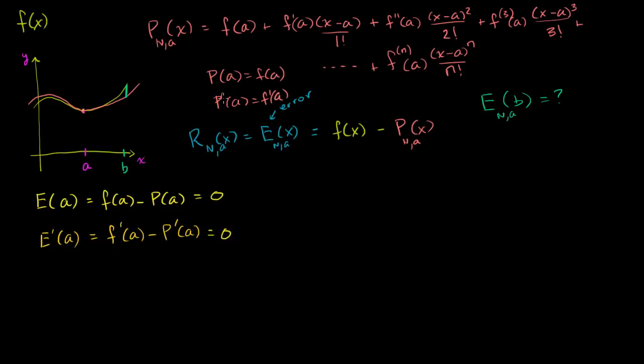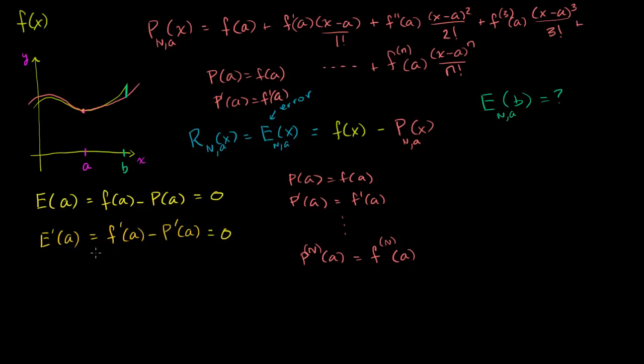And this general property is true up to and including n. So let me write this down. We already know that p of a is equal to f of a. We already know that p prime of a is equal to f prime of a. This really comes straight out of the definition of the Taylor polynomials. And this is going to be true all the way until the nth derivative of our polynomial evaluated at a, not everywhere, just evaluated at a, is equal to the nth derivative of our function evaluated at a.